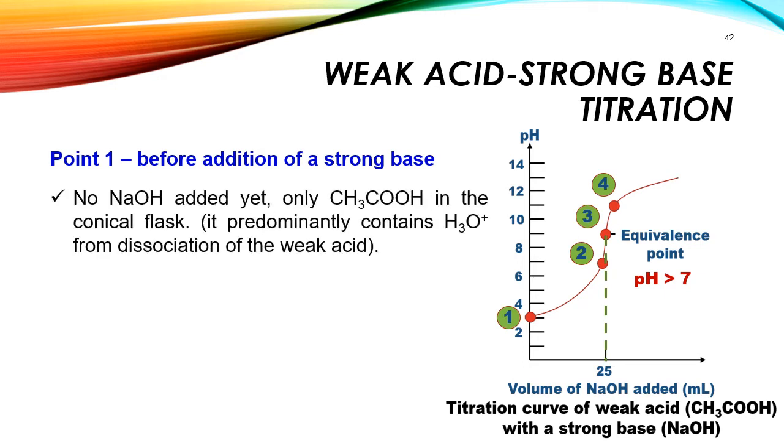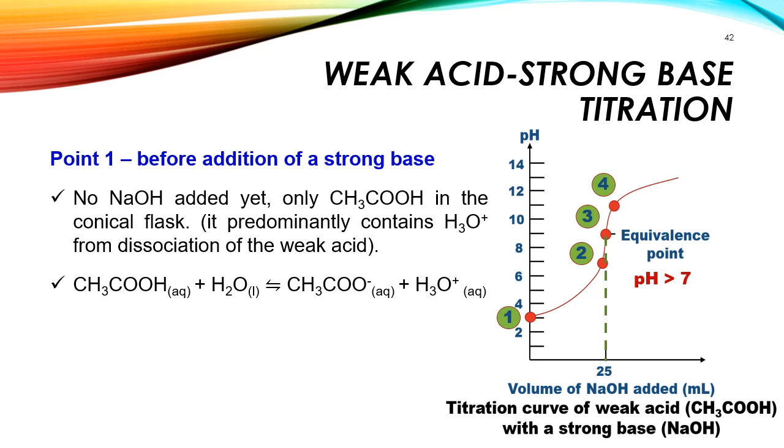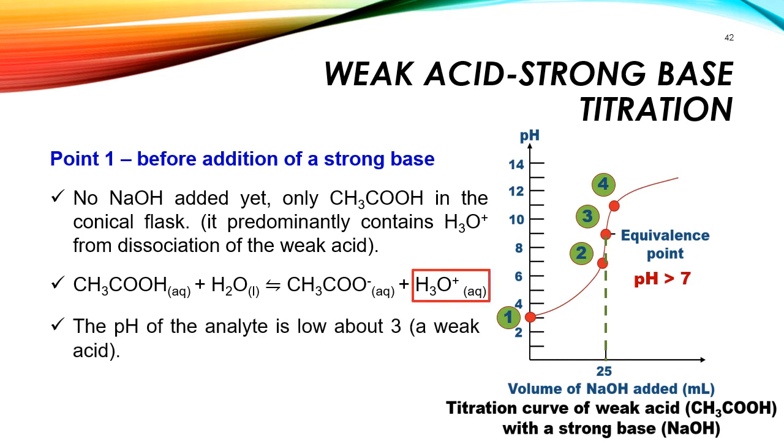At this point, no sodium hydroxide is added yet. Therefore, there is only ethanoic acid in the conical flask, which means it predominantly contains the H3O+ ion from the dissociation of the weak acid. The pH of this analyte is low, about 3, because ethanoic acid is a weak acid.